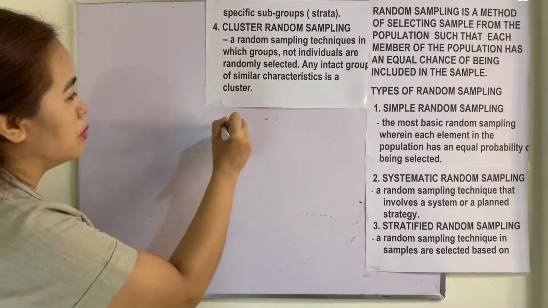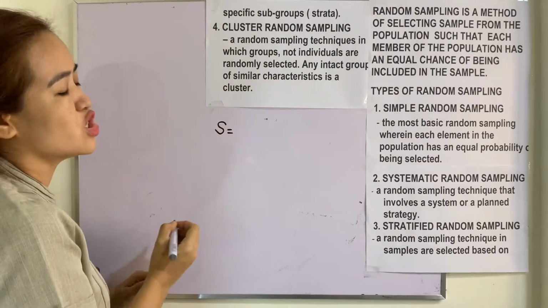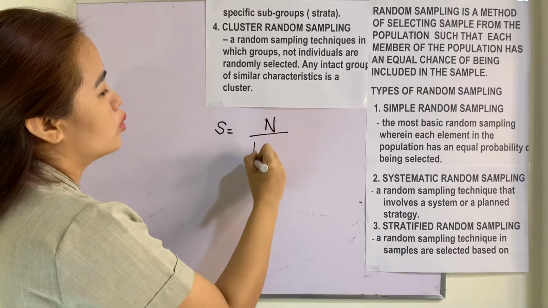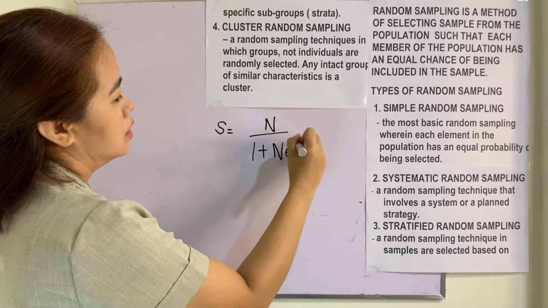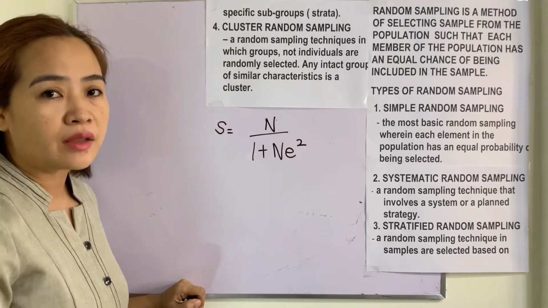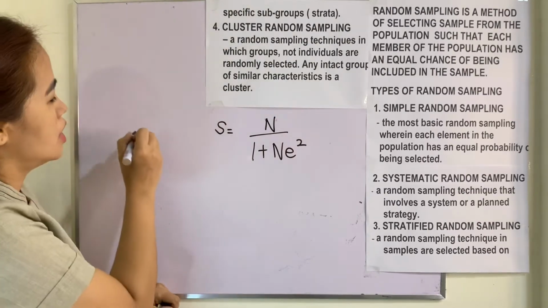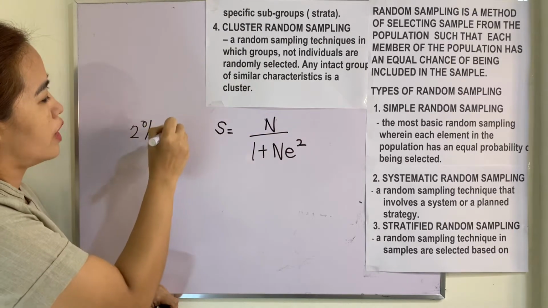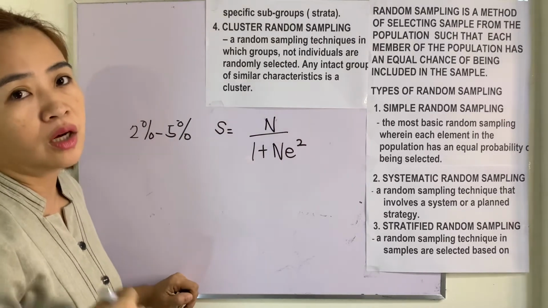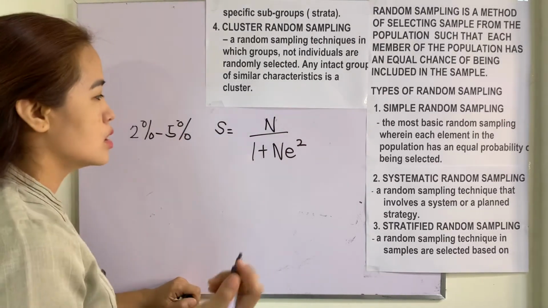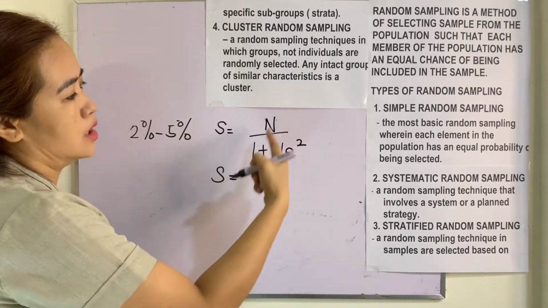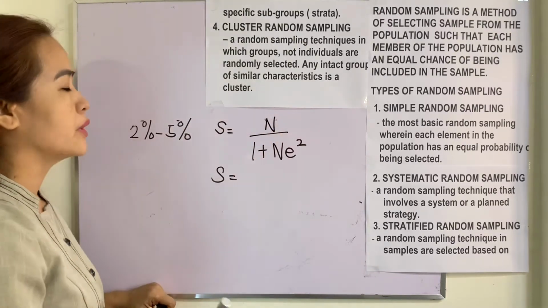To get these samples, we will be using, of course, Slovin's formula. This one is S is equal to N over 1 plus N E squared. This E represents the standard margin of error, which is from 2% to 5%. We have this margin of error because, of course, we are not getting the whole population. So this S is the number of samples, and this N is the number of the entire population.